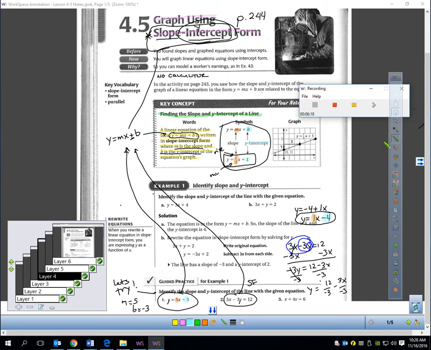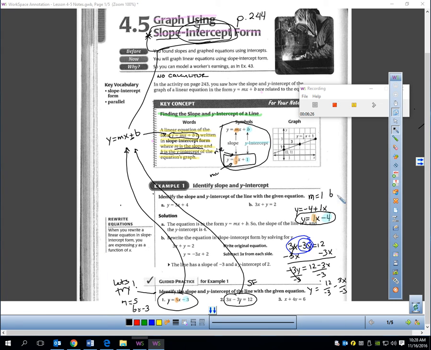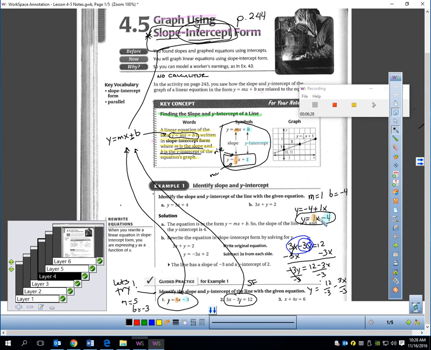That's my slope. And can you see I highlighted my y-intercept in blue? My y-intercept is negative 4 for this problem. Okay? I'll let you try number 3 on your own, but you notice this is also in standard form. You should solve this for y, and then you can get your slope and y-intercept from that.